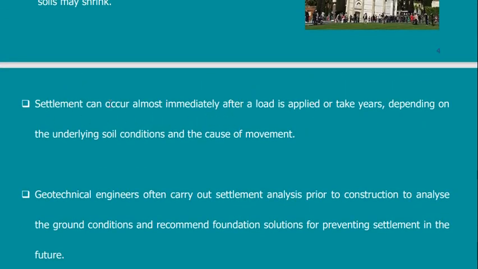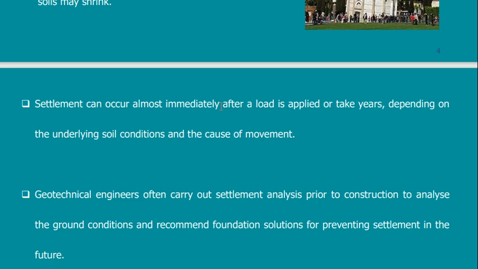Here they say settlement can occur almost immediately after a load is applied, or take years. When will it happen immediately, in what type of soil? What type of soil will have immediate settlement, or you expect to have immediate settlement? Sand or clay? Sand. Why? Because the permeability of sand is very high, and water will go away quickly and it will settle immediately.